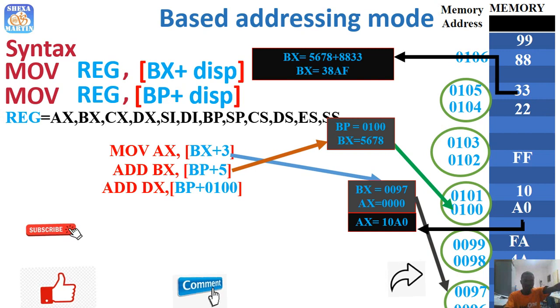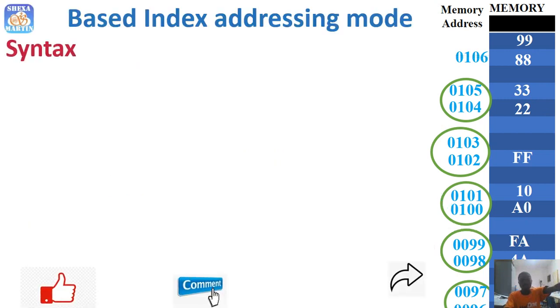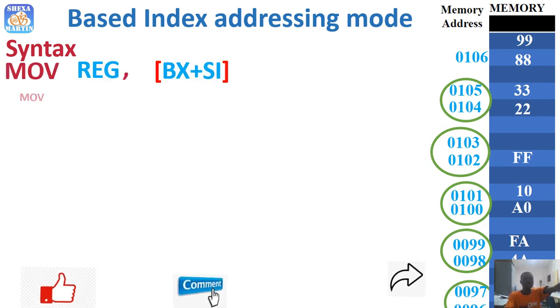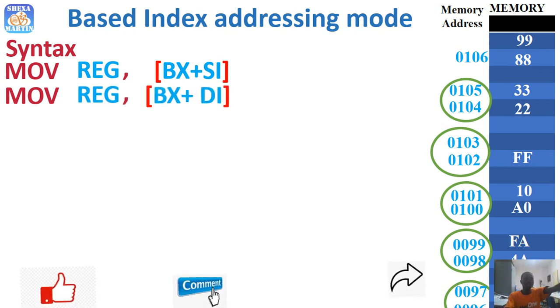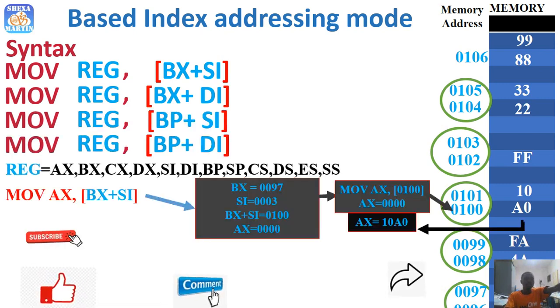Let's check on the next instruction. Right, based indexed addressing mode. It's now using both base register and index registers. So you just say BX plus SI or BX plus DI, you can say BP plus SI or BP plus DI, right?